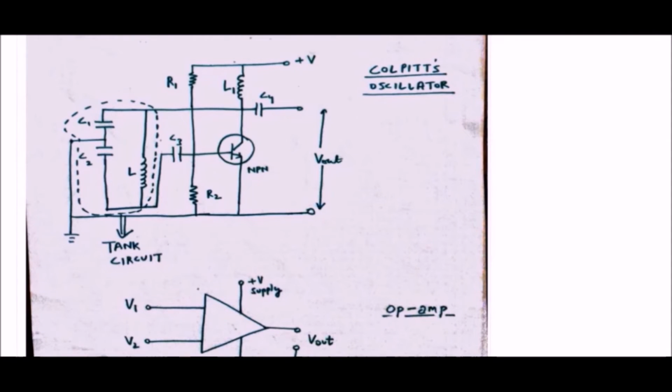When the power supply is switched on, C1 and C2 start charging. After they are fully charged, they start discharging through L, and this leads to damped harmonic oscillations. This gives rise to an AC voltage across C1 and C2. The energy lost during damping is compensated by the amplifying effect of the transistor, and thus oscillations are sustained.